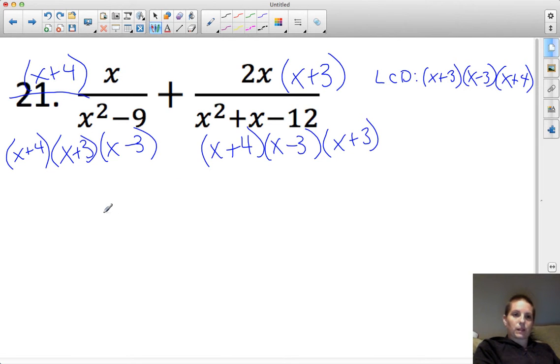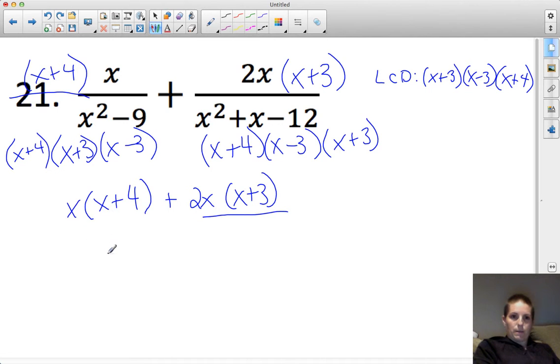Up top, we've got some distribution going on there. The first one is x times x plus 4. I think I'm going to write it as a separate step here so you can see what's going on. So we have x times x plus 4 plus 2x times x plus 3. And all of that is over the common denominator, x plus 4 times x plus 3 times x minus 3. As long as I have all three factors, then I know I've done that properly.